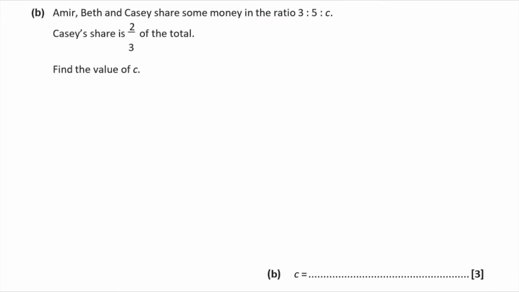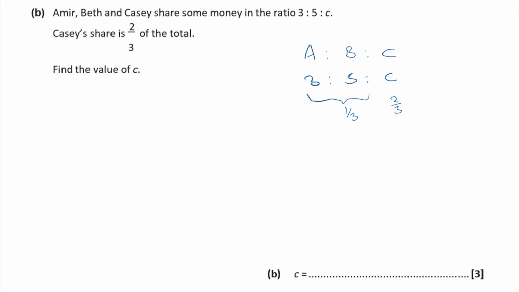960. Part B. Amir, Beth and Casey share some money in the ratio 3 to 5 to C. Casey's share is 2/3 of the total. Find the value of C. If you have a look at Amir and Beth's share, we've got Amir to Beth to Casey in the ratio of 3 to 5 to C. Then if we know that Casey's share is 2/3 of the total, then those two parts are going to have to be the remainder. It's going to be 1/3.